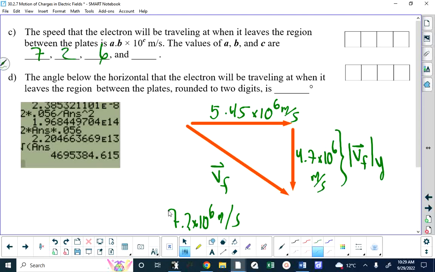I'm not sure if in your handout for C you have 4 blanks. You should only have 3. If there's 4, just pretend there's 3.